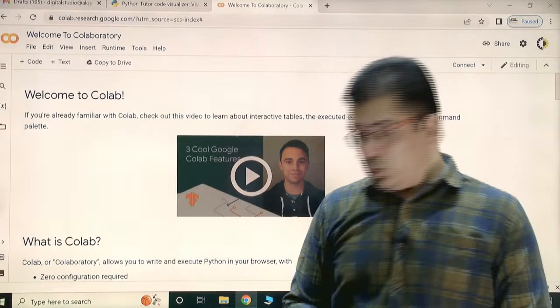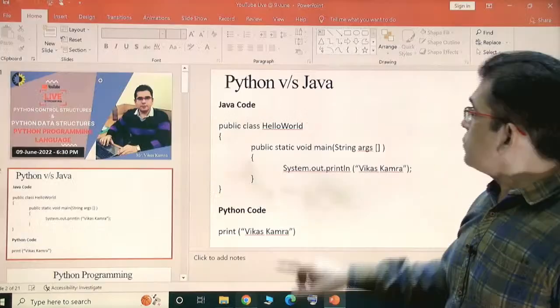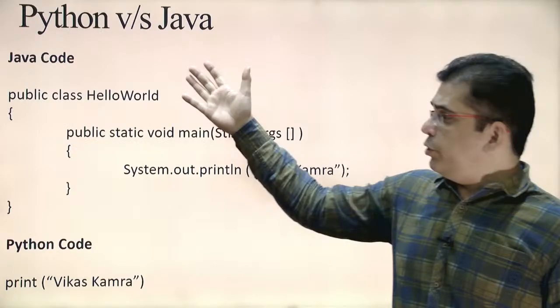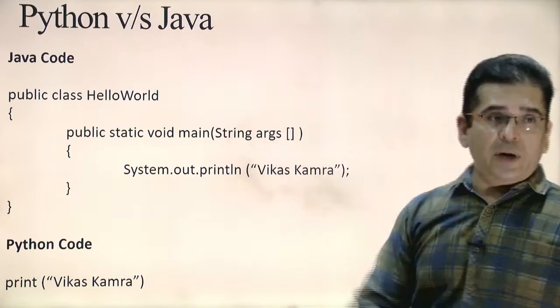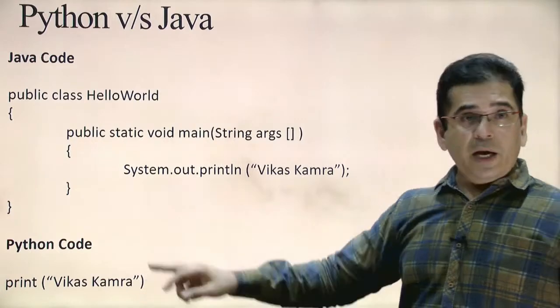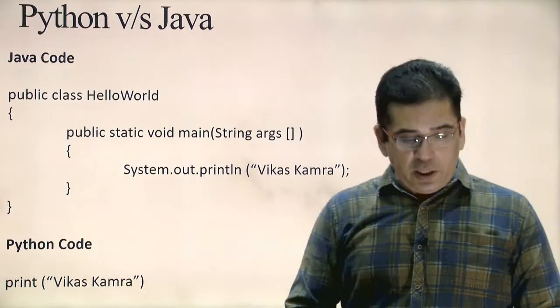Now coming back to our presentation, yesterday I said that this particular Java code requires at least 7 lines of code and the Python code required only 1 line, and I have given you the demonstration of this as well.